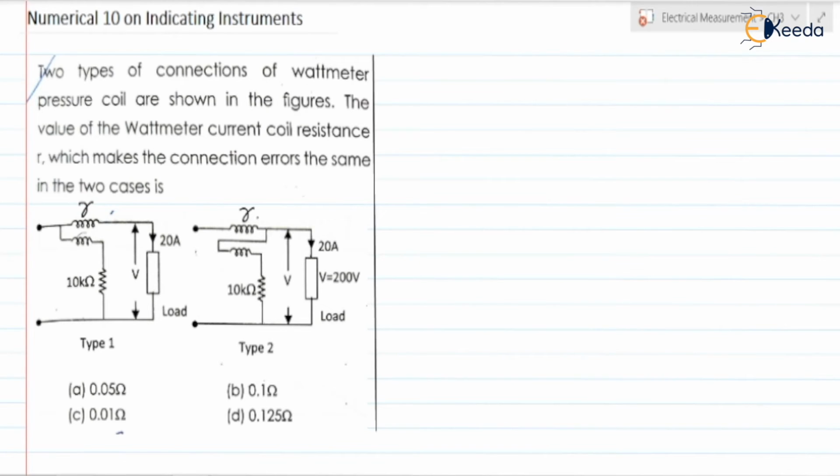So let us first note the given data. In the first case, the current coil is connected at the load side, and the pressure coil is connected at the supply side. In the second case, the current coil is connected at the supply side, and the pressure coil is connected at the load side. So load current IL is equal to 20 ampere. Load voltage VL is equal to V is equal to 200 volt. It is given. Resistance of current coil is equal to r, and this we need to find.